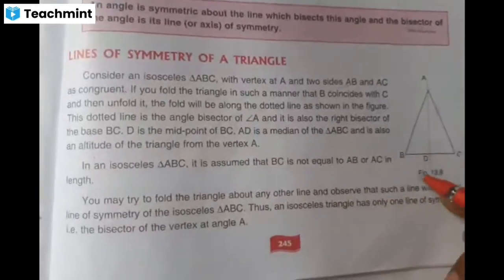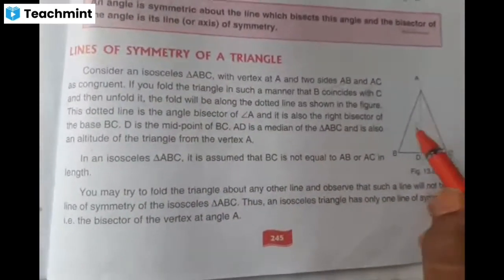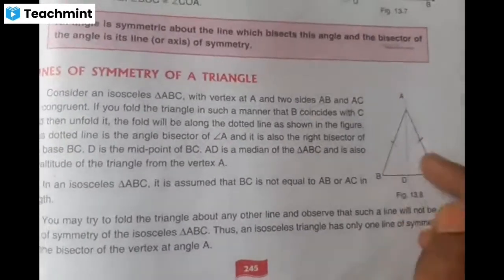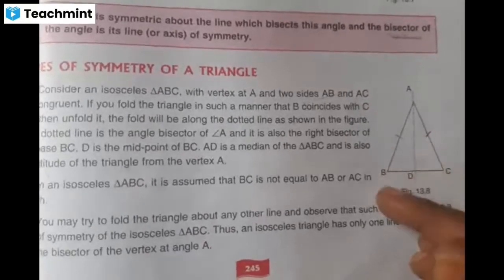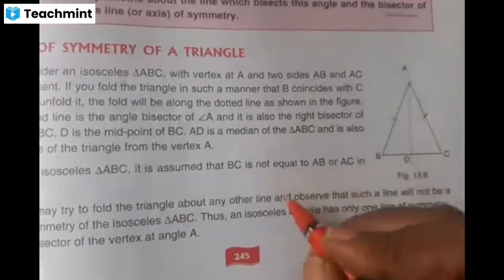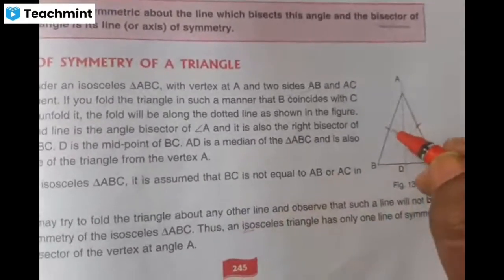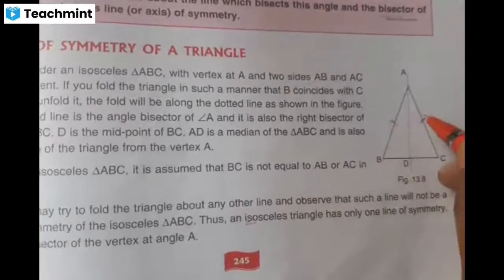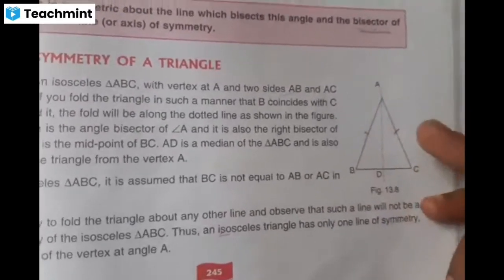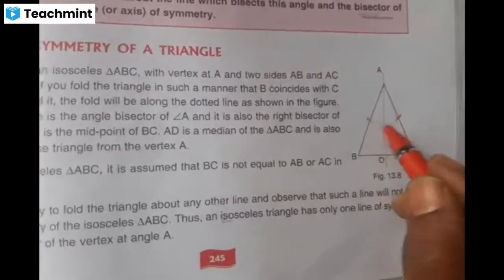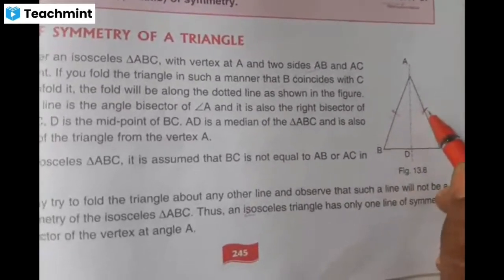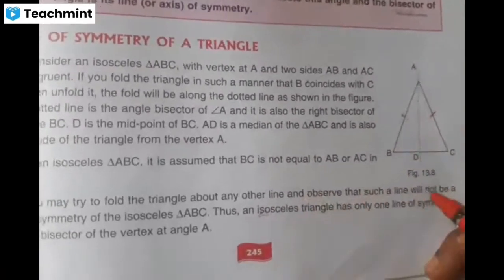Next we have lines of symmetry of a triangle. Now if I consider a triangle here, this triangle is an isosceles triangle. What is an isosceles triangle, children? Iso means two, we know. So two sides are always equal in an isosceles triangle. Totally there are three sides in a triangle, but only two sides are equal. Such a triangle where two sides are equal is said to be an isosceles triangle.